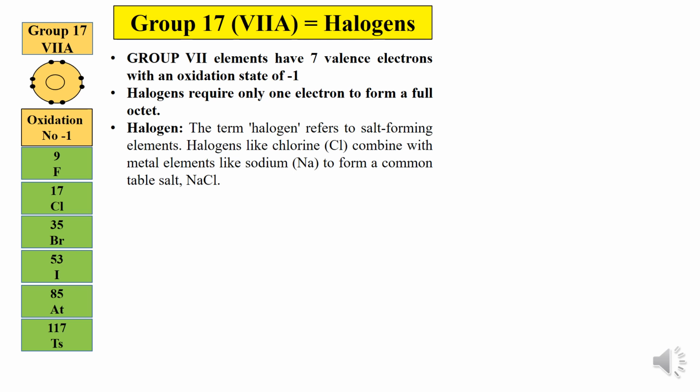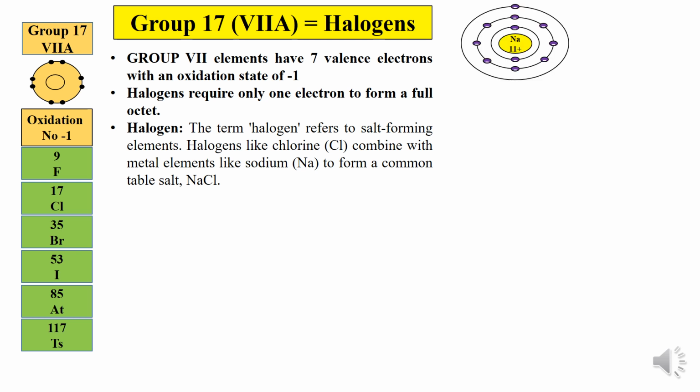Now, how did group 17 get the other name, halogens? The term halogen refers to salt forming elements. It is derived from 2 Greek words meaning to make salt. And that is how the name halogen came into existence, labeling the group 17 elements. So halogens like chlorine combine with metals like sodium to form common table salt, that is sodium chloride.